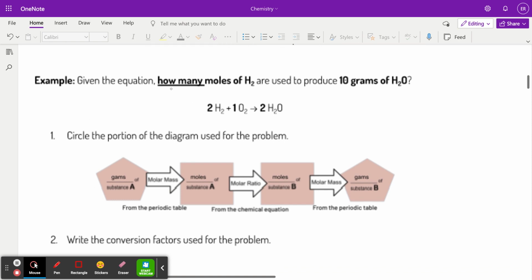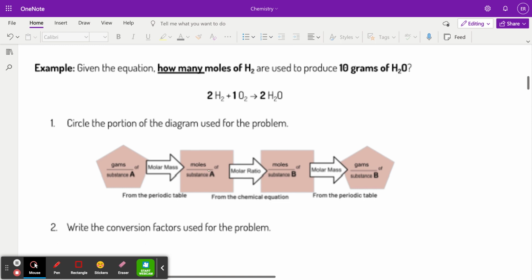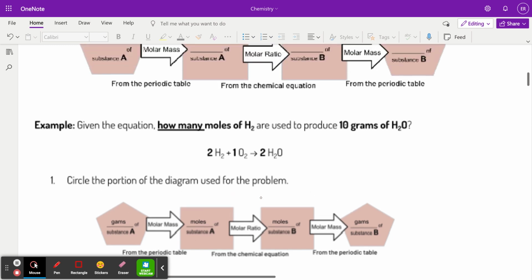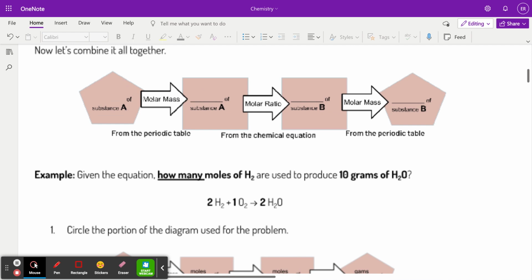So here we have an example. It says how many moles of H2 are used to produce grams of H2O. Okay, and then really quick, we are going to use this image here to find our path, because there are certain steps that we have to go through in order to get from one thing to another.